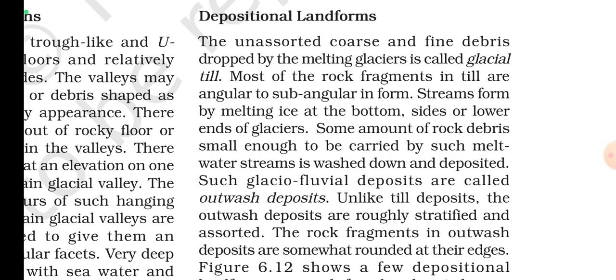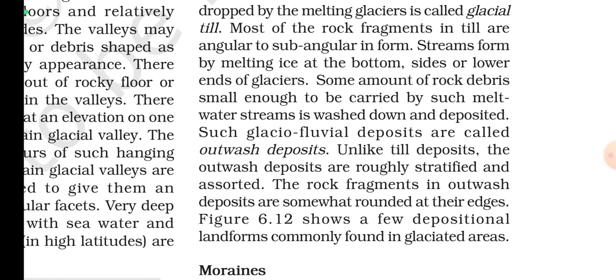Most of the rock fragments in till are angular or subangular in form. Streams form by melting ice at the bottom sides of lower ends of glacier. Some amount of rock debris small enough to be carried by such meltwater streams is washed down and deposited. Such glaciofluvial deposits are called outwash deposits. Unlike till deposits, the outwash deposits are roughly stratified and assorted. The rock fragments in outwash deposits are somewhat rounded at their edges.